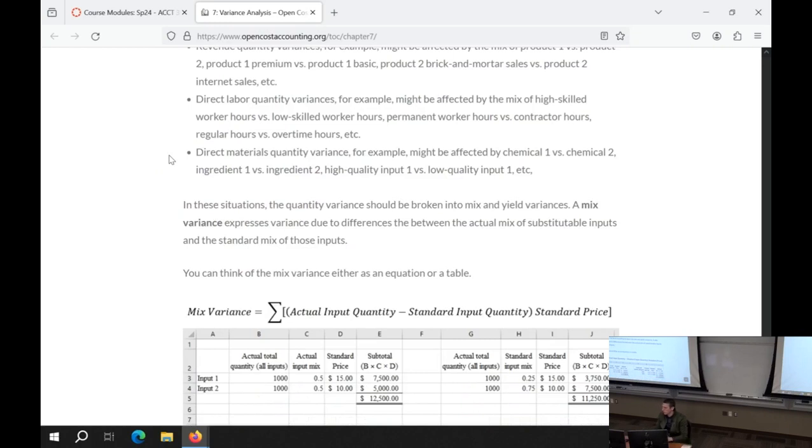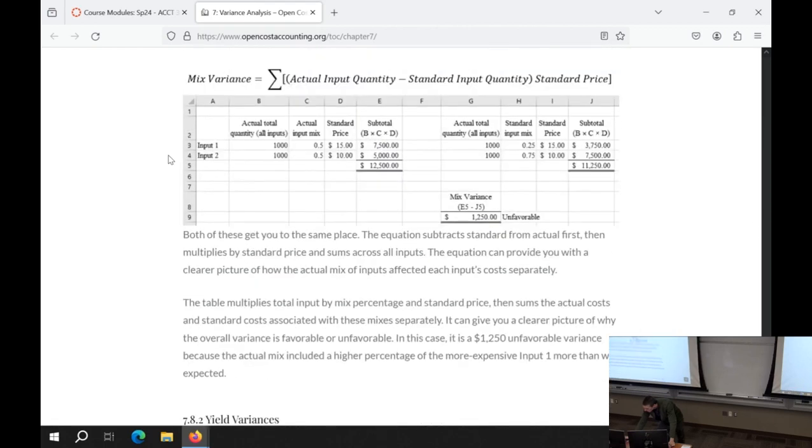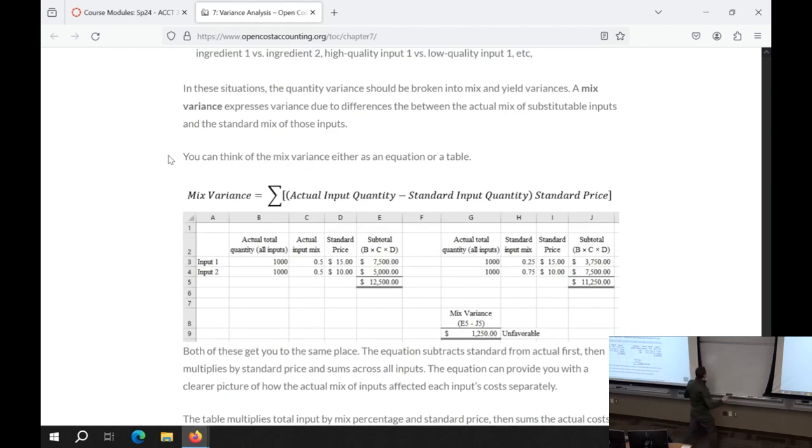But there's another way in which you can have a mix of inputs. Just to verify here, where are we in the mountain chain? We're right here. So we're splitting up quantity into a yield variance and a mix variance. So it's always a quantity variance that we're splitting up into a yield and a mix.